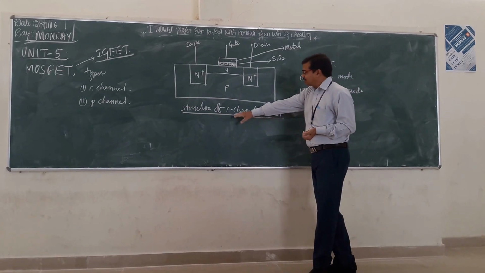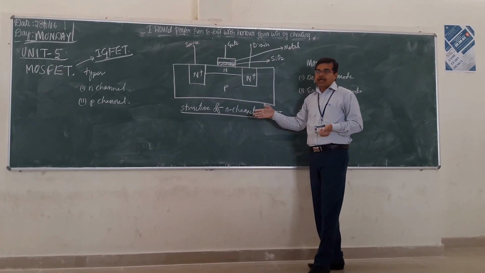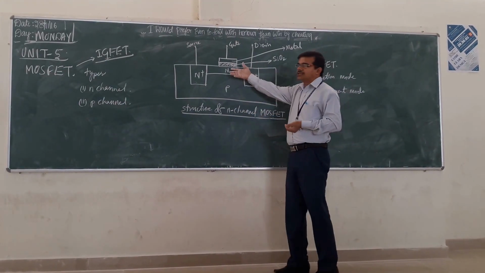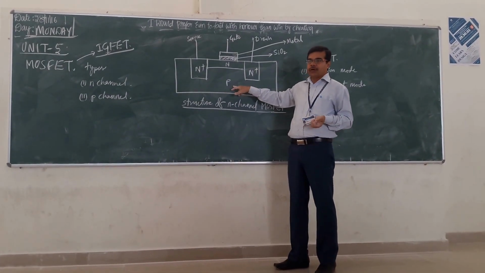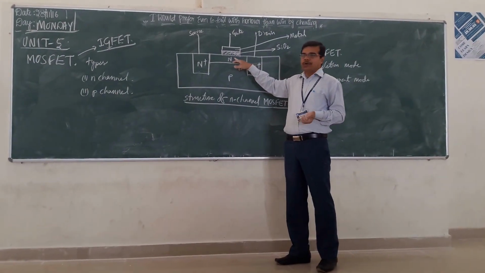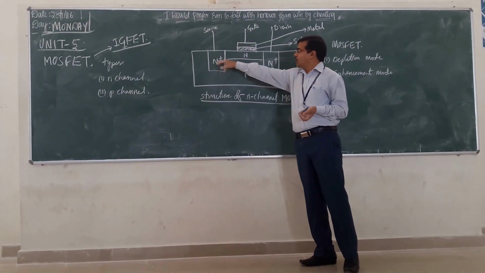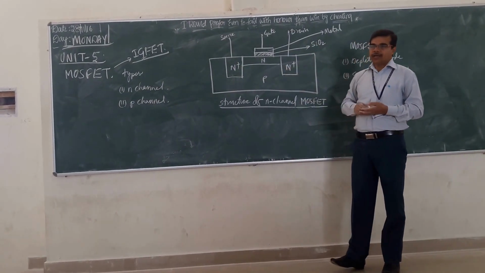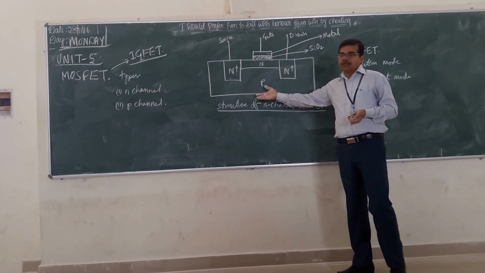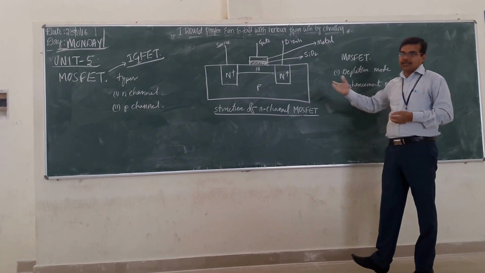As this structure is for N channel, if you are going for P channel, it will just be reverse. We take the substrate of N type, and this channel will be of P type. And for your source and drain, there will be P+ there. So it will be the corollary of your N channel, just the reverse of it.